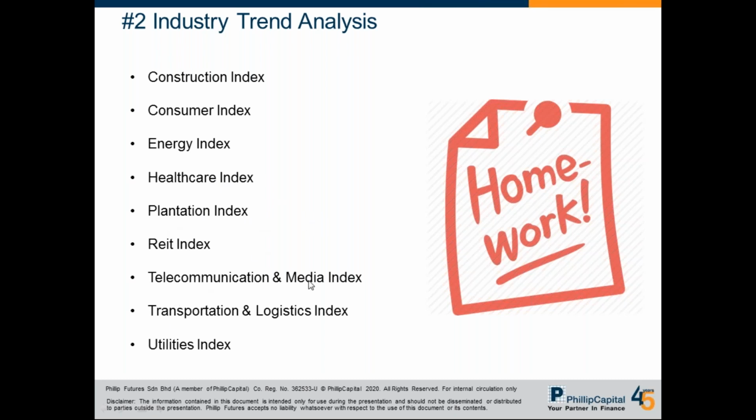REIT, Telco and Media, with companies like Astro and Axiata, are the companies that make up the Telco and Media index. Transportation are companies like Westports and MISC, which are the transportation and logistics companies that fall under this index. And lastly will be the utilities index. These are companies like YTL Power and Tenaga, which deal with utilities. So there are still so many other indexes. I will give it to you as your homework.